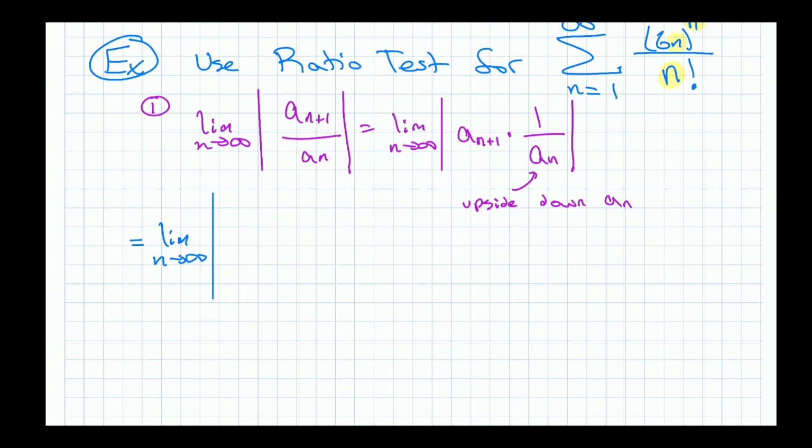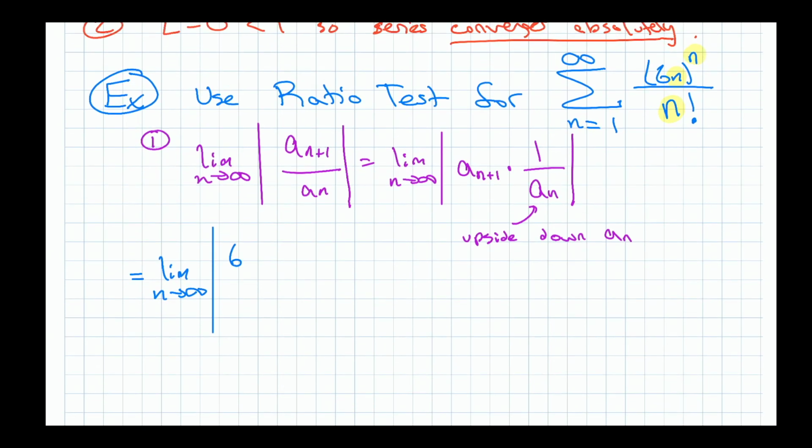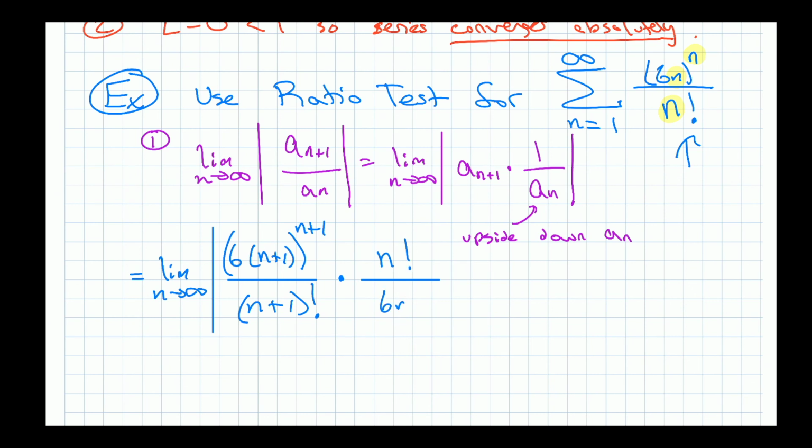So we're going to have 6(n+1) to the n plus 1, over (n+1) factorial. That's hard to write and get the parentheses all in the right place, by the way, isn't it? And then times 1 over a_n, which is a_n upside down. So the n factorial is on the top, and then the 6n to the n is on the bottom. So there we go.